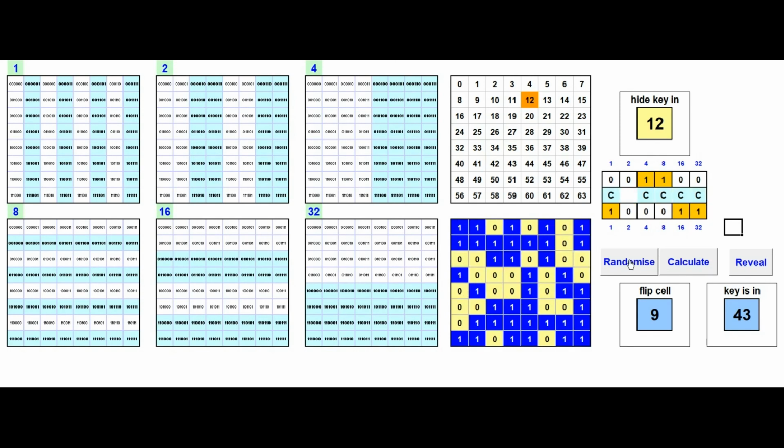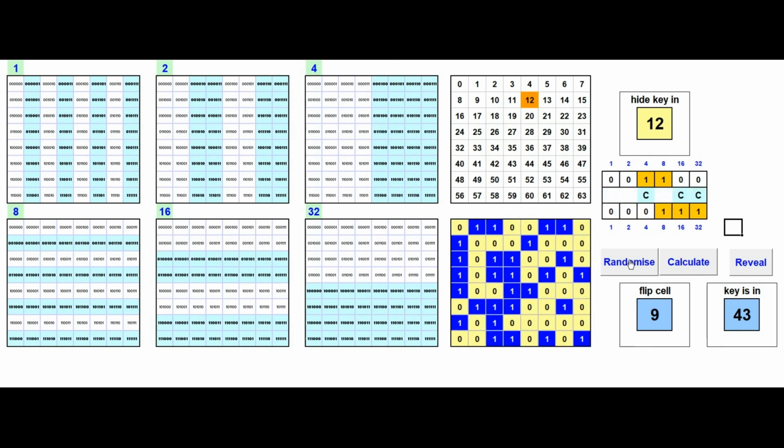Doesn't really matter. So we need to change 3 bits there. So calculate flip cell 52, which is this one here, 1, and the binary for that, it's going to be revealed, it's in 12. Ta-da! It works, which is really, I think, quite a lot of fun.